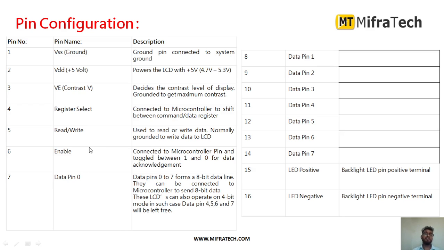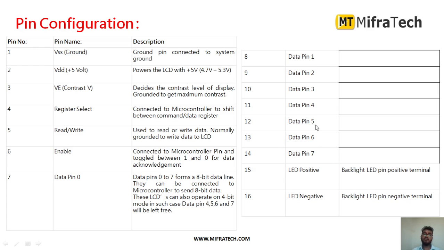Next, after all these pins, we have the data pins. The data pins we use in order to display whatever data we are printing in the LCD. We have data pin 0 up to data pin 7. There are totally 8 data pins. We can make use of either all the 8 data pins, or we can also make use of only 4.